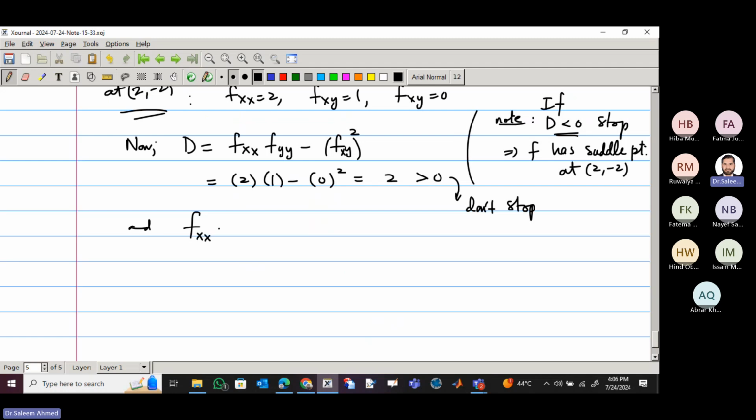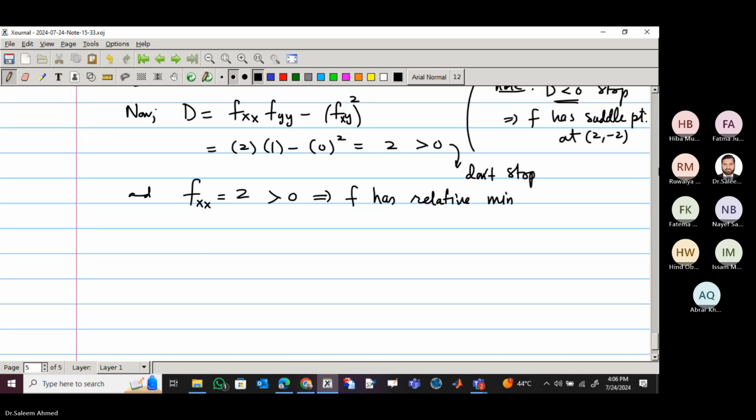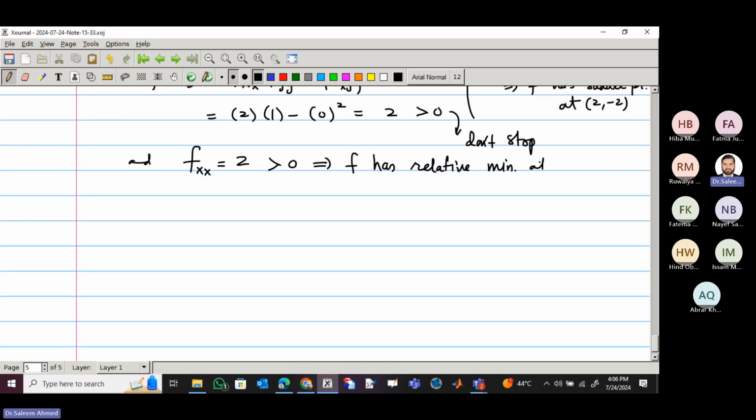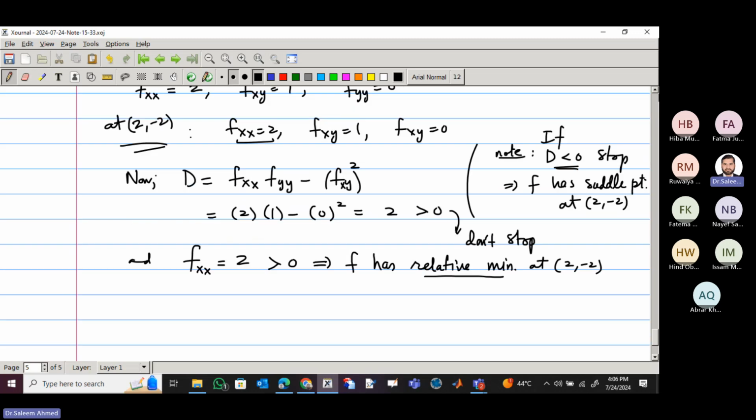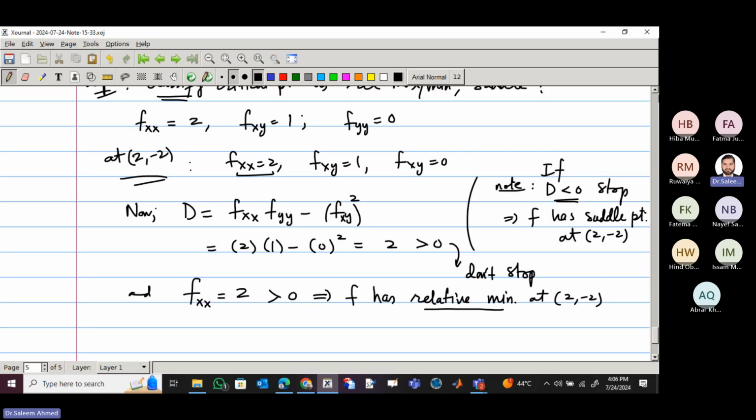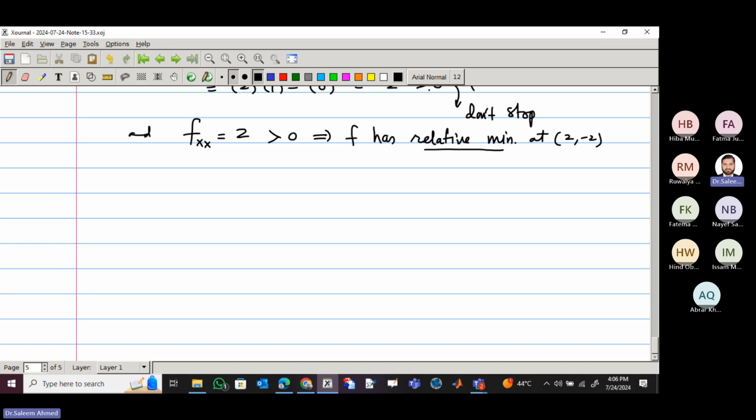Check the sign of fxx. Fxx is 2. It is positive. If it is positive, you have a relative minimum. F has a relative minimum at the critical point (2, -2). And that's it. If there is any other critical point, then we will check that as well. But we had only one critical point, and it becomes a minimum. It means there is no saddle point and no maximum value. So we only have one relative minimum.